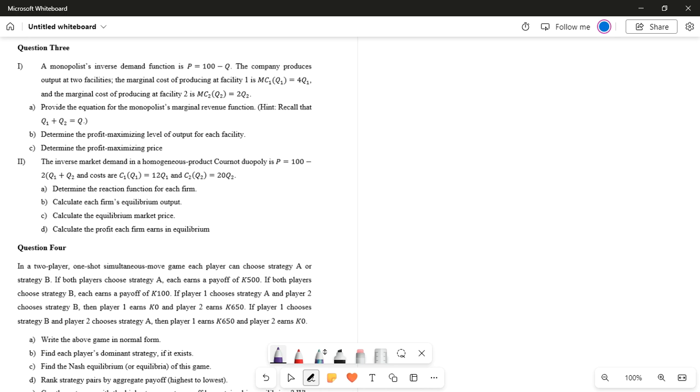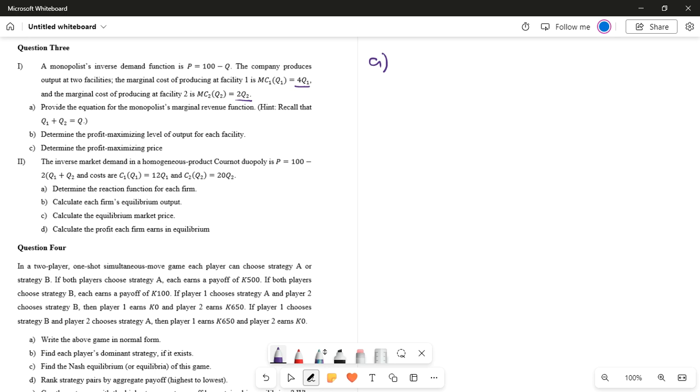The question is, a monopoly's inverse demand function is P is equal to 100 minus Q. The company produces at two facilities. The marginal cost of producing at facility 1 is 4Q1, and the marginal cost of producing at facility 2 is 2Q2. So the question is, provide the equation for the monopoly's marginal revenue function. Hint, recall that Q1 plus Q2 is equal to Q, right? So we want to get the marginal revenue function.